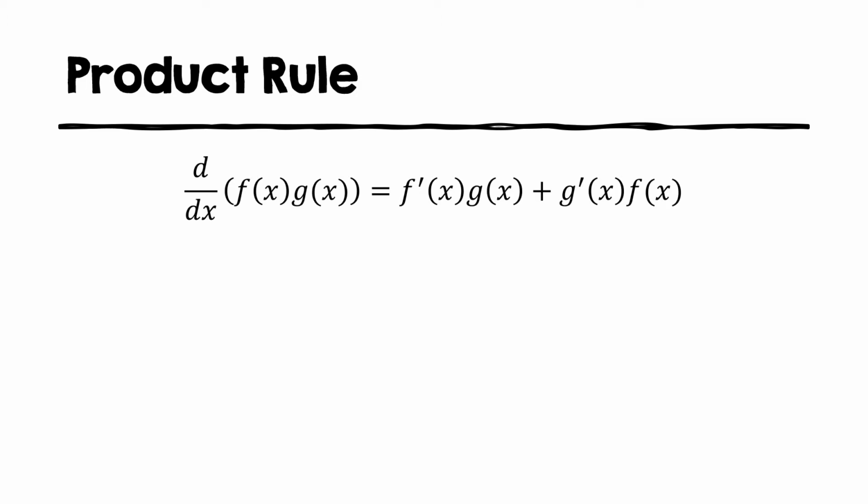So for the product rule, we're taking the derivative of two functions that are being multiplied together. So we have one function times another function. And when this is the case, the derivative of that product will be equal to the derivative of the first function times the second function without taking the derivative, plus the derivative of the second function times the first function without taking the derivative.